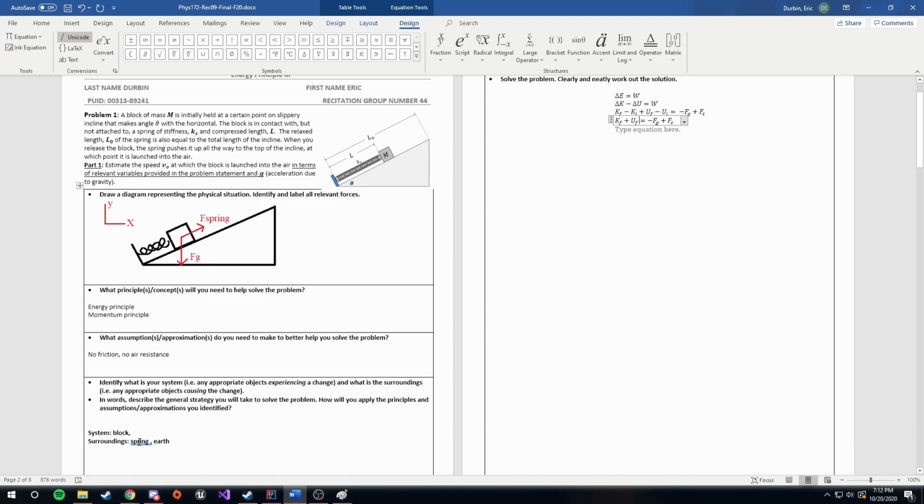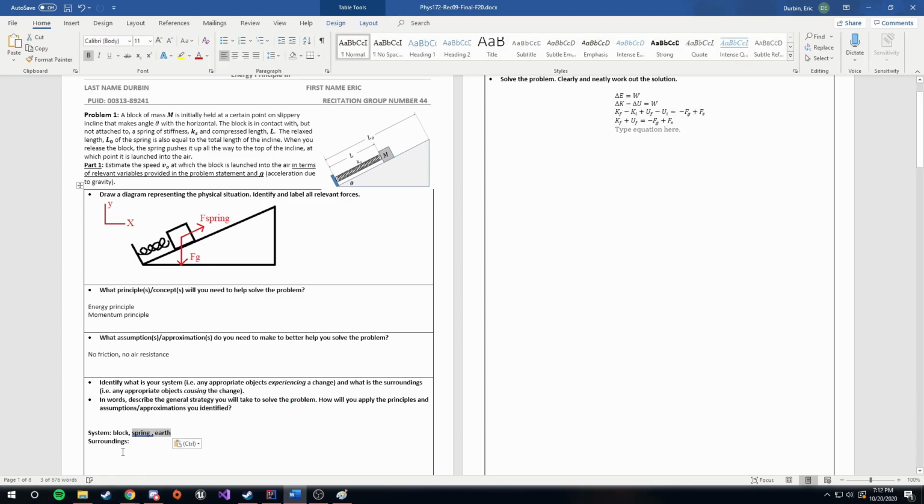God, this is why I've always hated this. Okay, let's just make everything the system and make nothing the surroundings, because this would make it so much easier.